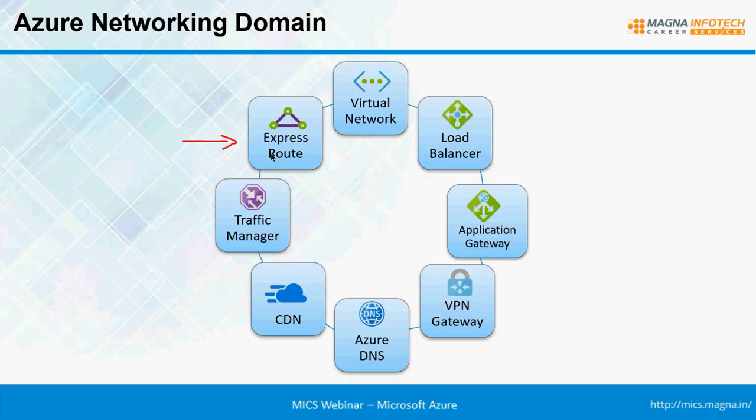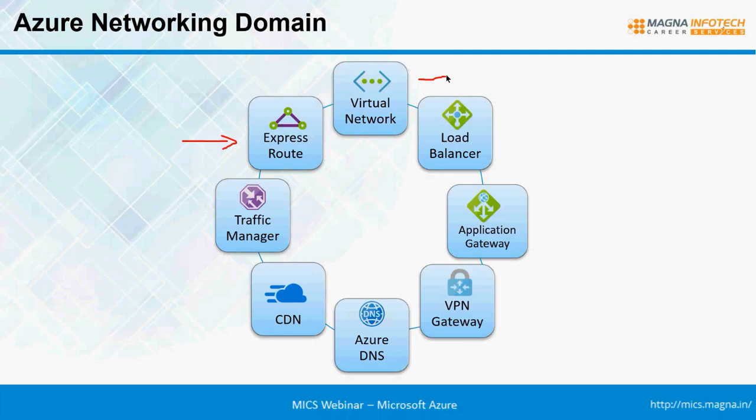Once you set up an Express Route, you get a private dedicated line, so you don't have to route your traffic from the internet. You can simply route your traffic through a dedicated line provided by your service provider. Okay, so these are different networking options which are available inside Azure. Of course, there are many more than that, but these are some of the most used services which are available to us.